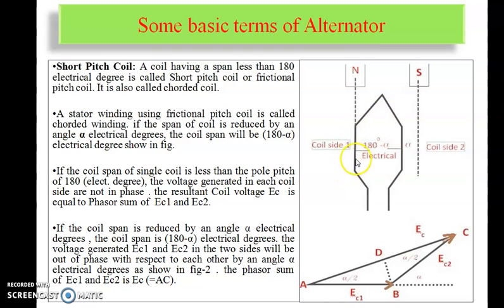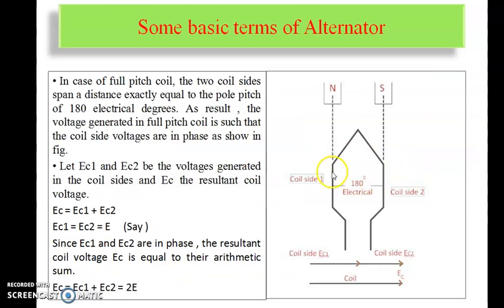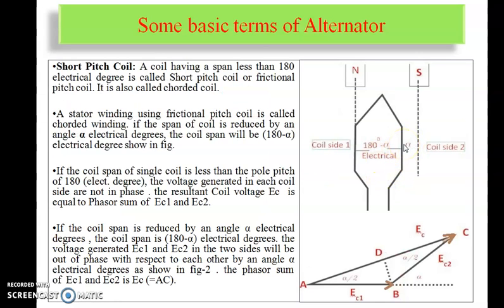That means the total EC, that is the resultant coil voltage EC, is equal to the phasor sum of EC1 and EC2. Previously it was directly a numerical addition, that means EC1 plus EC2. But because of this alpha degree, the chording angle, we are taking a phasor sum of these two.